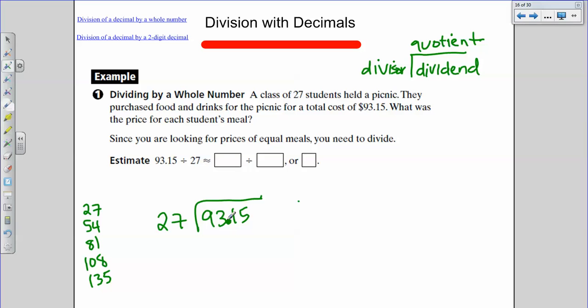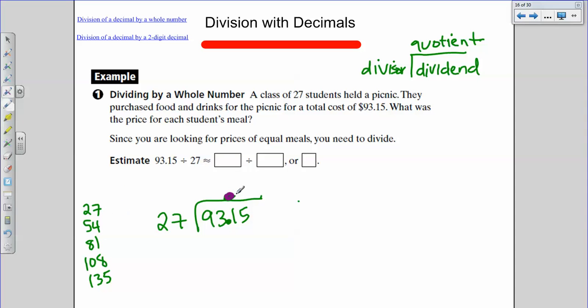Okay, so notice I only have a decimal point in my dividend. I don't have a decimal point in my divisor. So the only thing I have to do here is pull my decimal point straight up. So I'm going to pull my decimal point straight up, and maybe I'll do my problem in a different color. Now I'm just going to do a normal division problem.